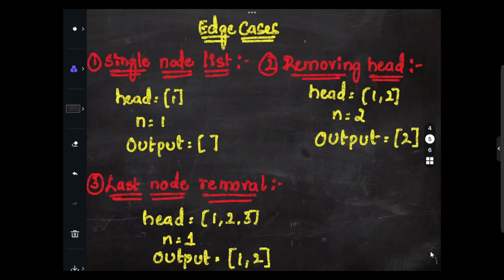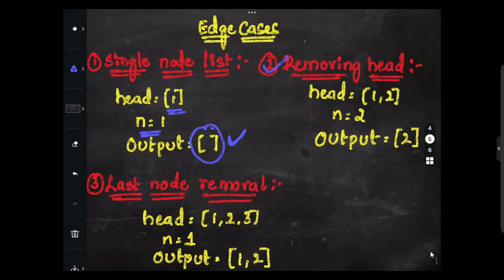So the first edge case here is for the single node list. We have only one node here, and n equals 1 we have been given. So when we remove this one, we will get the empty list, the empty array here, right? So we will return the empty array in this case. Only one node we are having, we will be removing it, which leaves an empty list.